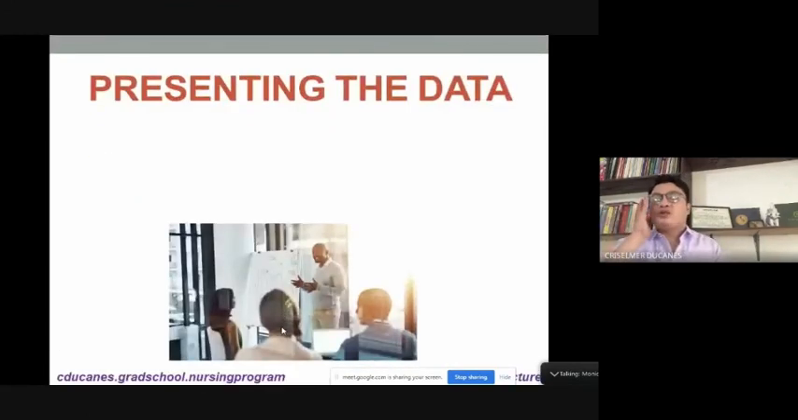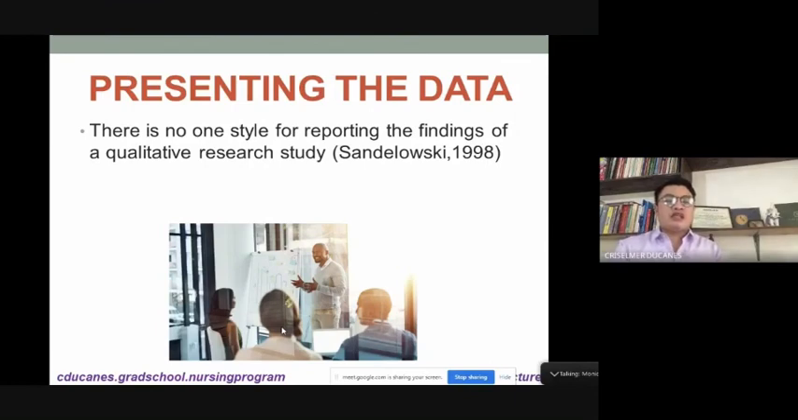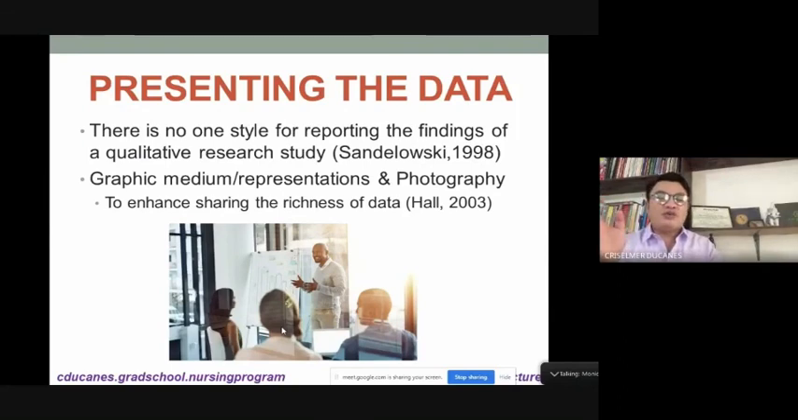Next is presenting data. How do we present qualitative research data? According to Sandelowski, there is no one style of reporting the findings of a qualitative research study. You can present this through themes, through thematic analysis. You can present this through stories, narratives. You can present this through, for example, a video presentation, which is usually done at conferences, where they make a video presenting the results of their study. And you can also make a graphical representation or a graphic medium such as photography or a picture. This is to enhance the sharing of the richness of the data.